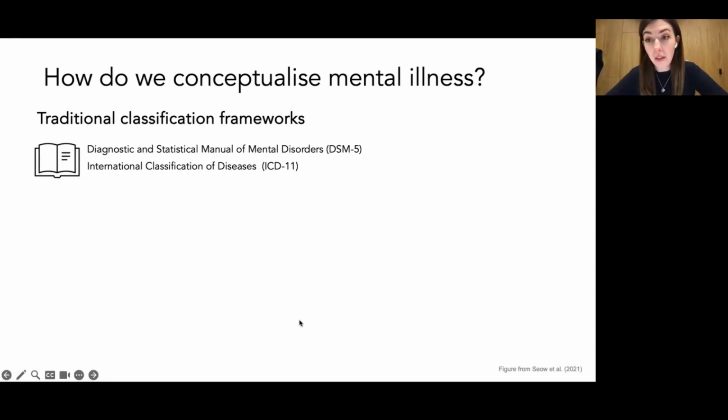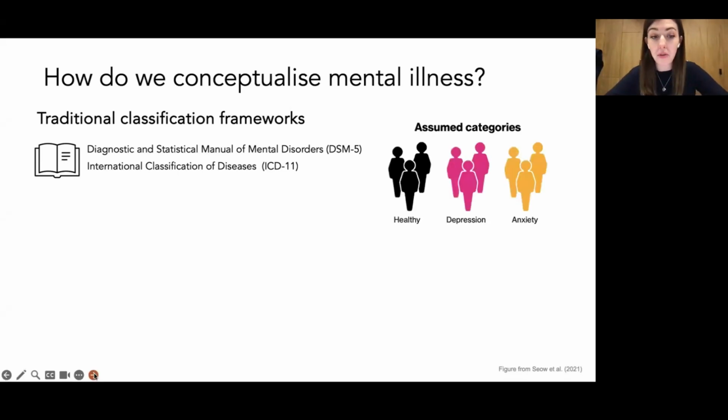And we assume these disorders are dichotomous in that you either have them or you don't. So we assume that this is the clinical picture: you're healthy, or you might have depression, or you might have anxiety. And the manuals that have been adopted globally are these two. The Diagnostic and Statistical Manual of Mental Disorders, the DSM, which is derived in America and used for research purposes mostly, and the European equivalent is the ICD.